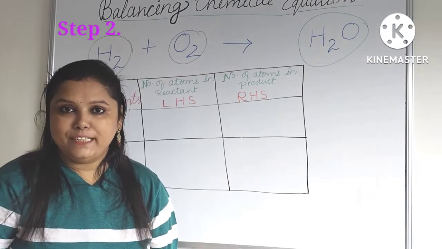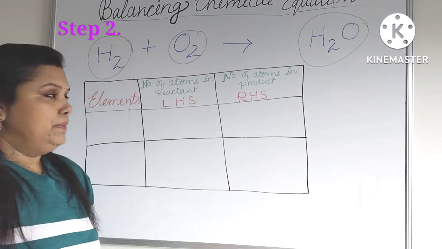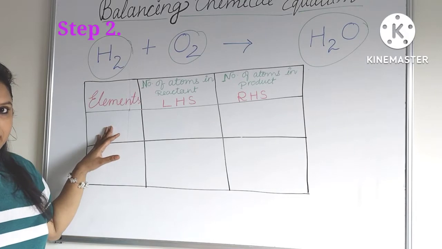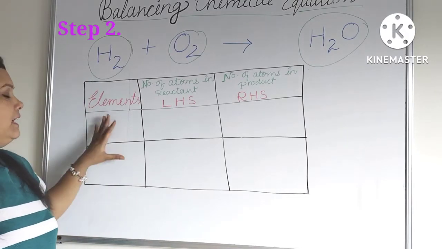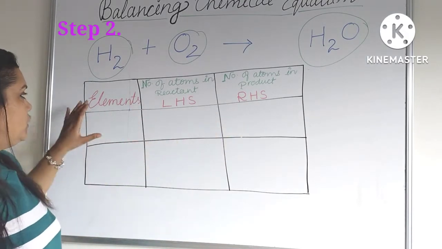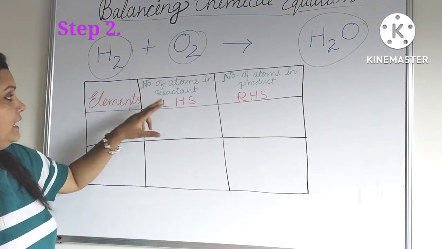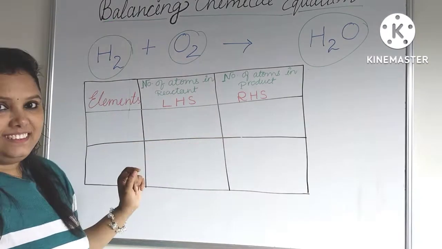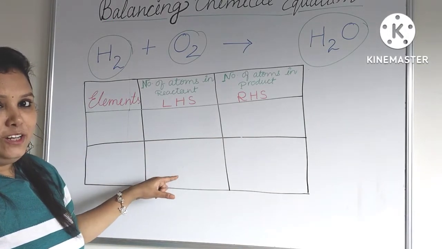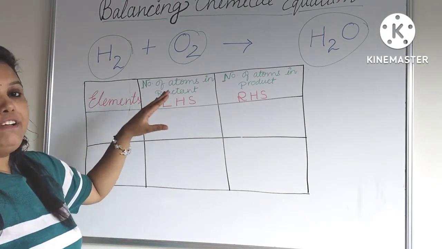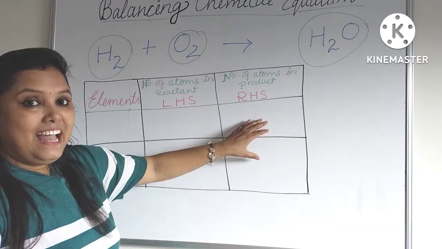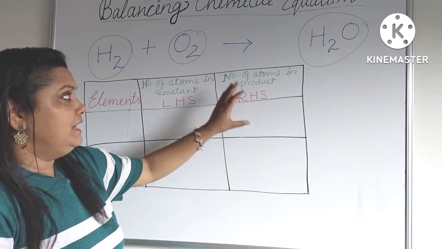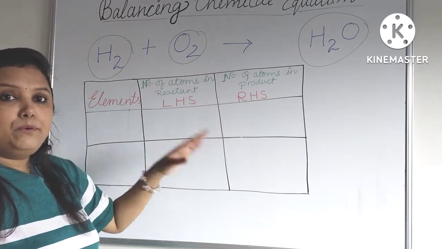Now our second step is to form a table. We'll draw a table like this in which there are three columns. In the first column we will write elements, in the second column LHS, and the third column is for RHS. In the LHS column we have to write the number of atoms of the reactant, and in the RHS we have to write the number of atoms in product.